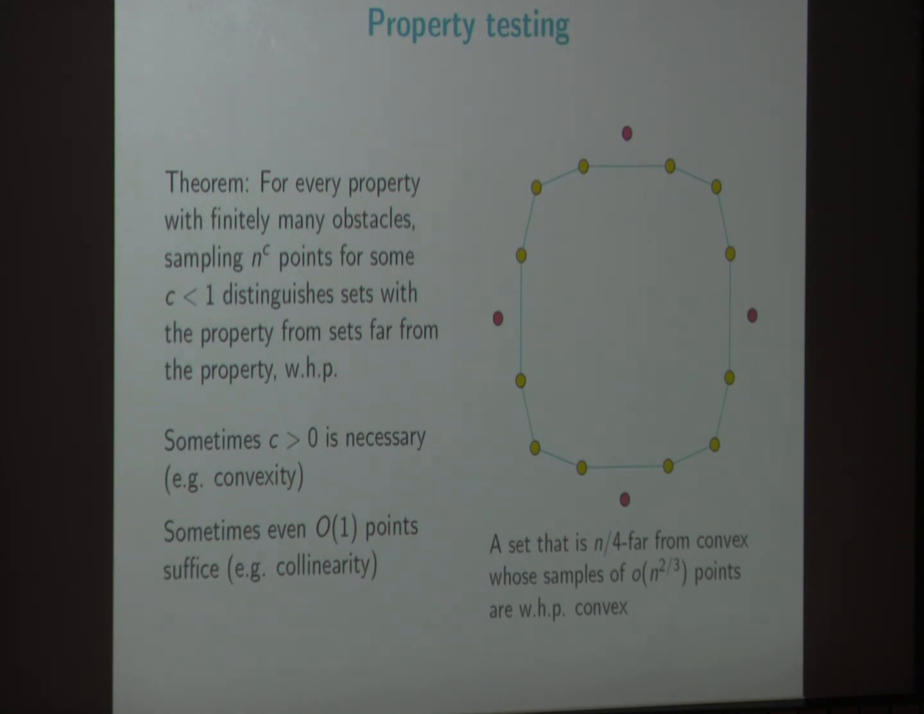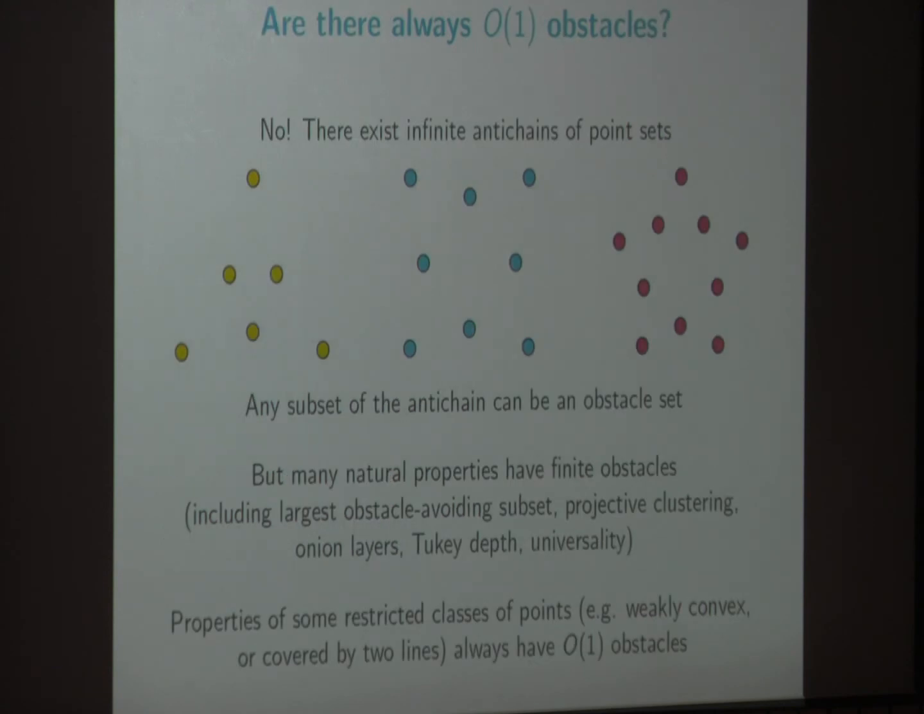And the diagram here shows an example of a class of point sets that shows that your sample size needs to be at least n^(2/3) for this problem. So there's a big automatically existing family of property testing algorithms for these problems. Unfortunately, there do not always exist finite sets of obstacles.